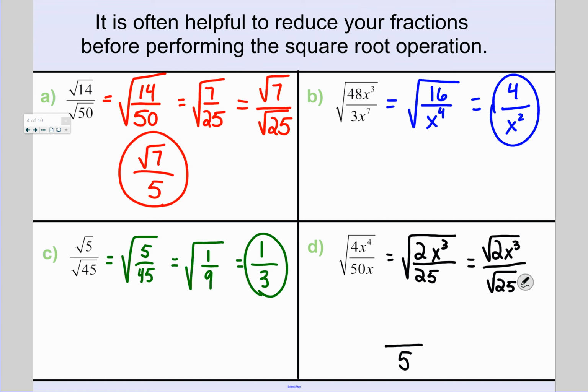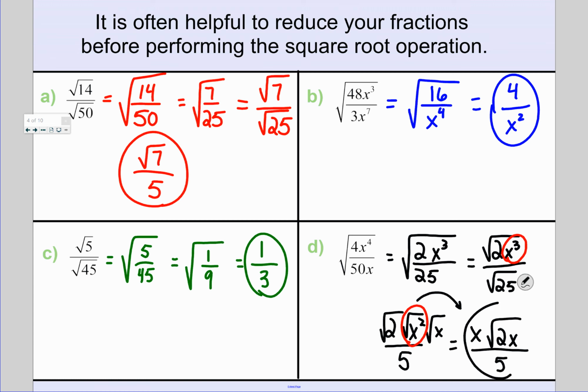But in the numerator, I can also simplify x to the third, okay? Because that's the same thing as x squared times x. So that's going to be 2 times x squared times x. And the square root of x squared is x. So my final answer is x, because that's what I get from this part right there, times 2 square root of 2x over 5.